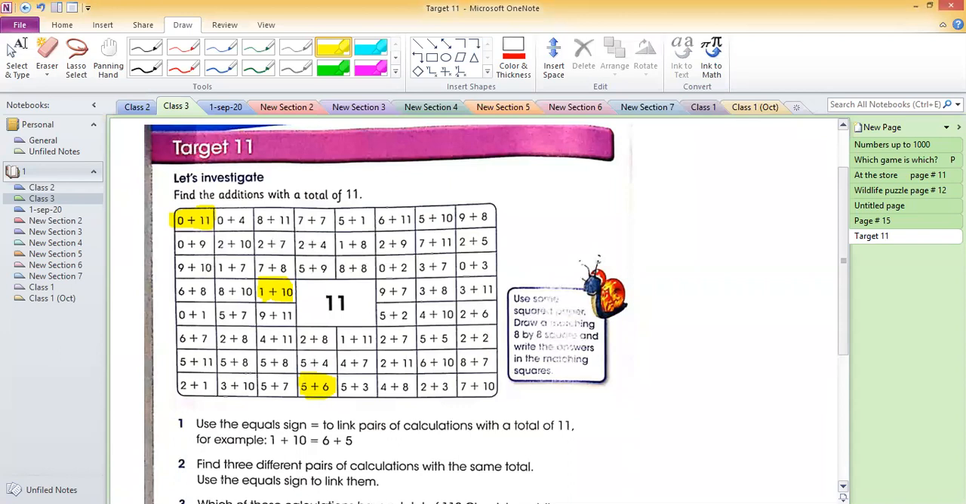And 4 plus 6 plus 8. 4 plus 8. 4 plus 7. 4 plus 8 equals 12, not 11. 4 plus 7. Where is 4 plus 7? Check out 4 plus 7. 6 plus 5. 5 plus 6, we have completed. 6 plus 5.